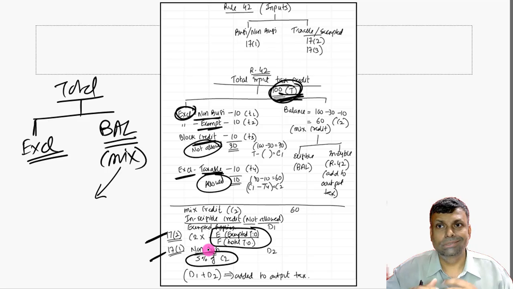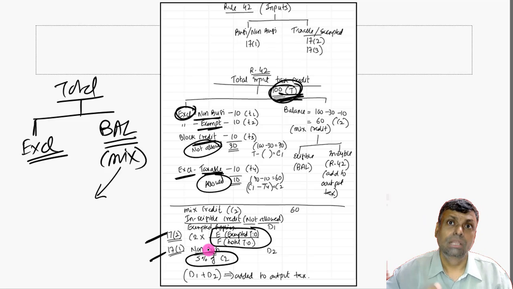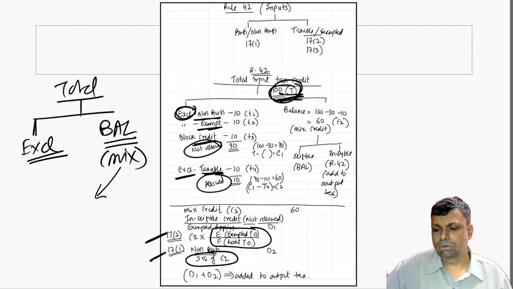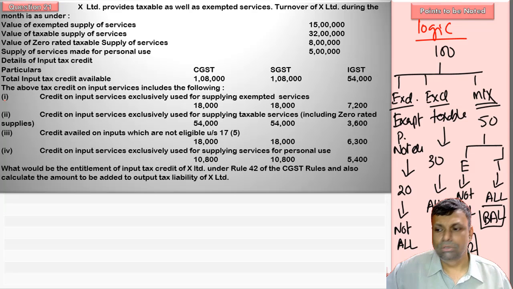So we don't just do a rough calculation of netting off in the government's ledger where this particular credit is appearing. The amount which is to be disallowed has to be added to the output tax liability of that particular person. Further, this was one of the questions that we had already solved in our regular class, but I bring it to your notice.